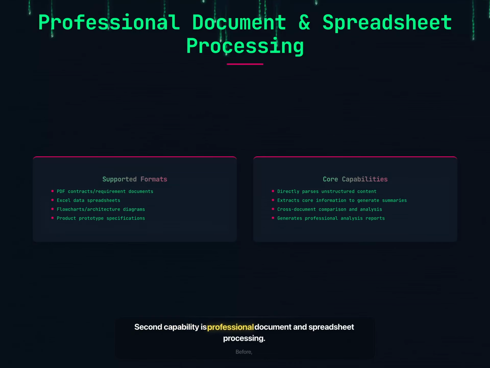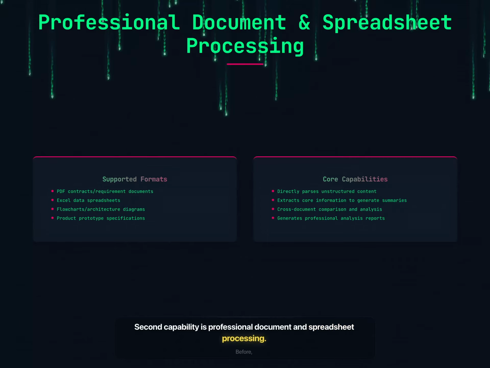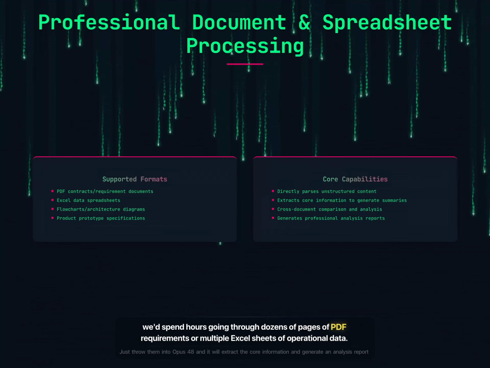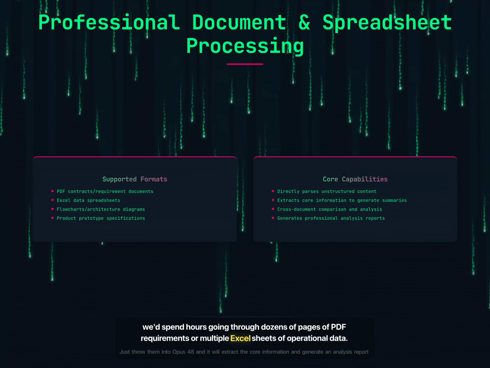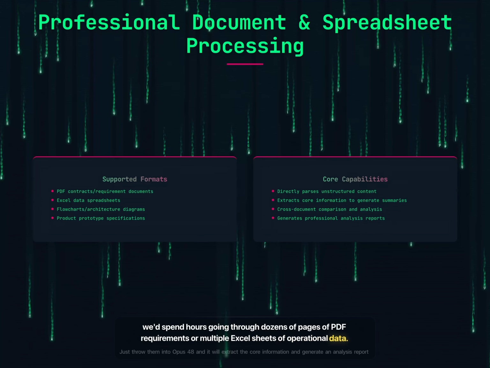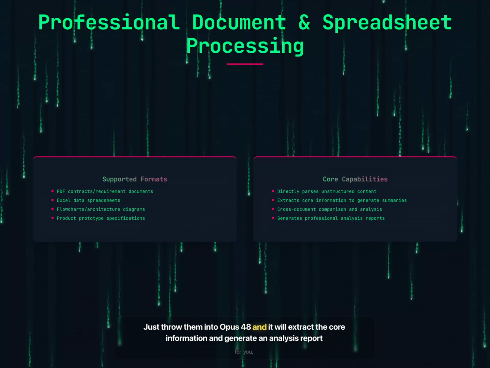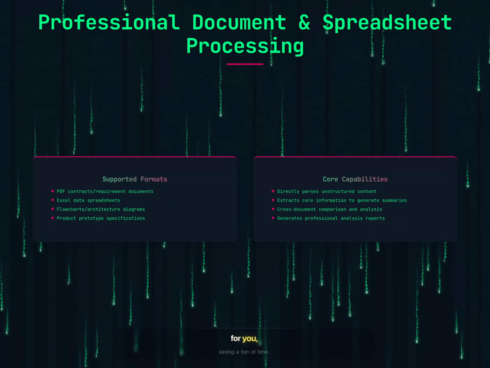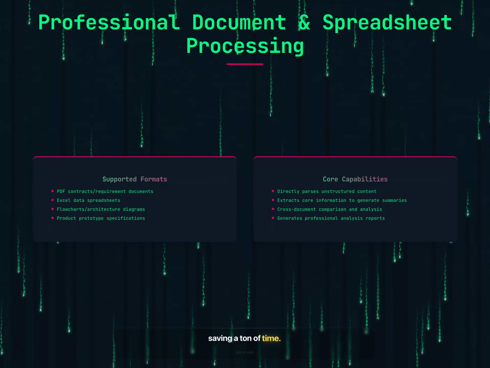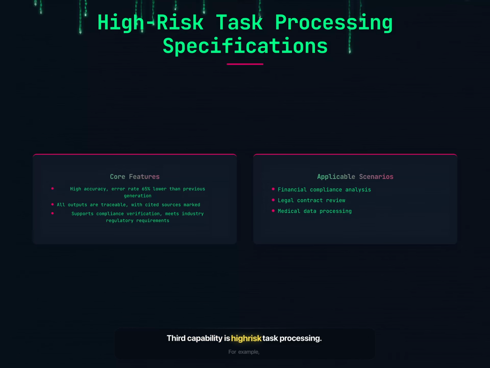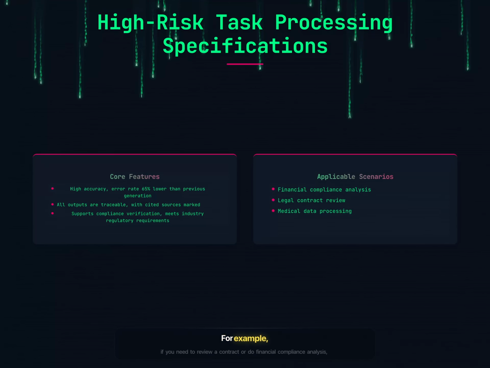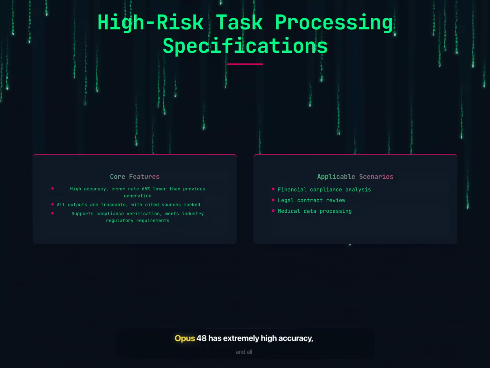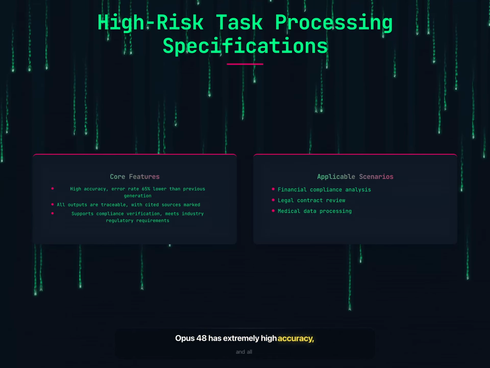Second capability is professional document and spreadsheet processing. Before, we'd spend hours going through dozens of pages of PDF requirements or multiple Excel sheets of operational data. Just throw them into Opus 4.8 and it will extract the core information and generate an analysis report for you, saving a ton of time. Third capability is high-risk task processing. For example, if you need to review a contract or do financial compliance analysis, Opus 4.8 has extremely high accuracy and all.